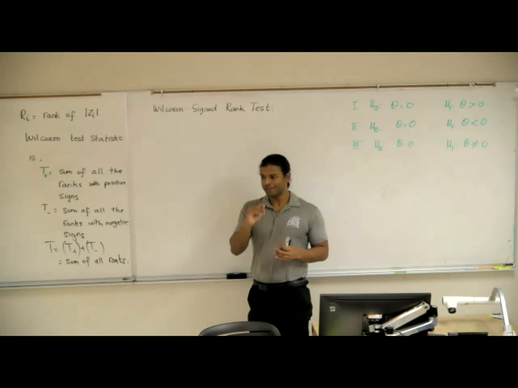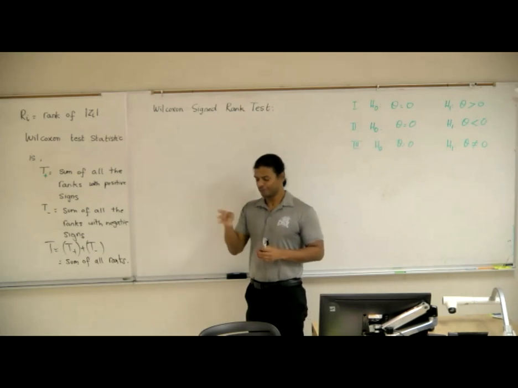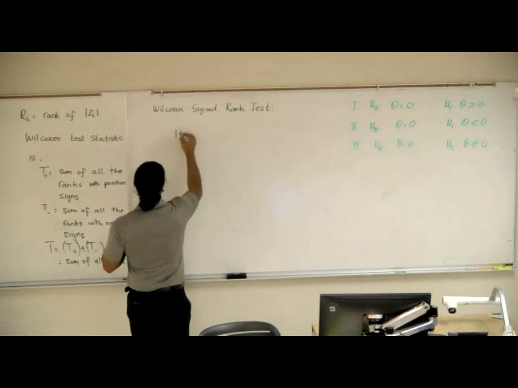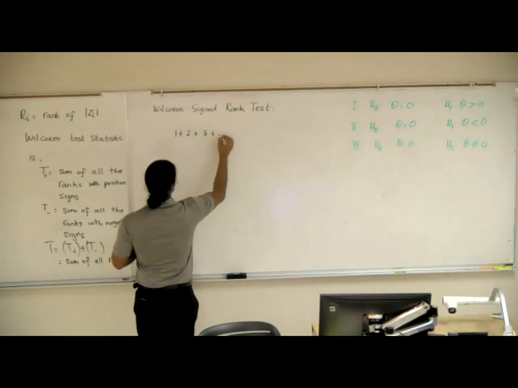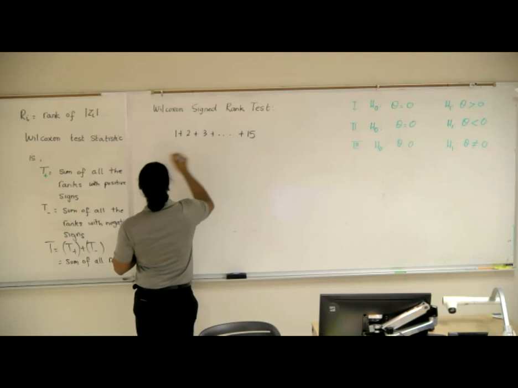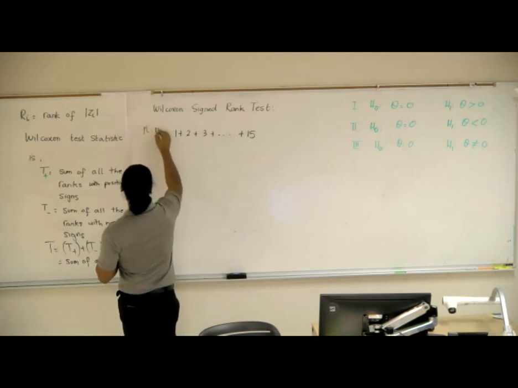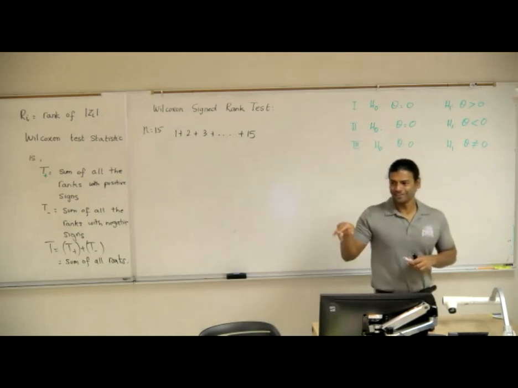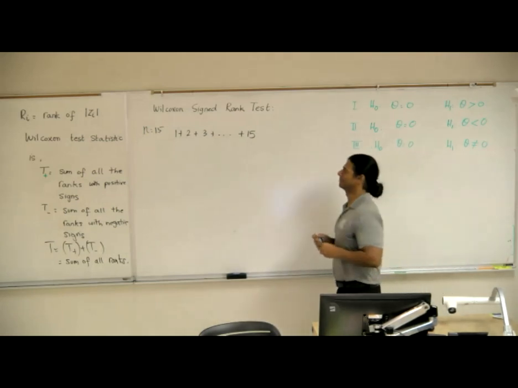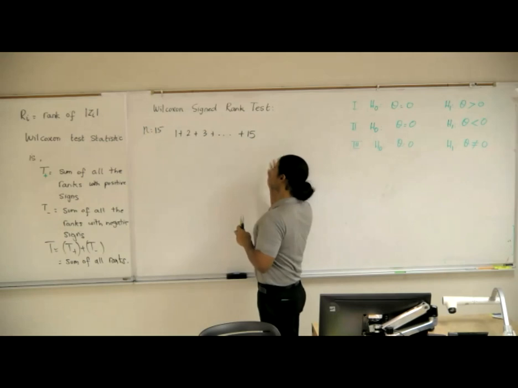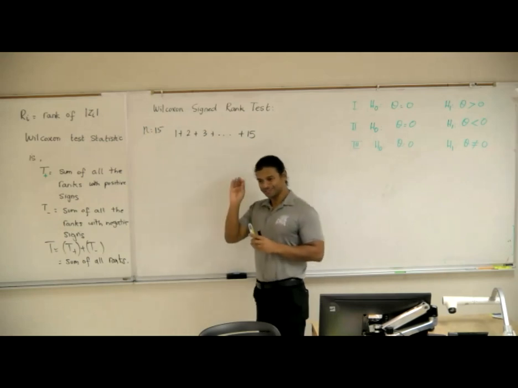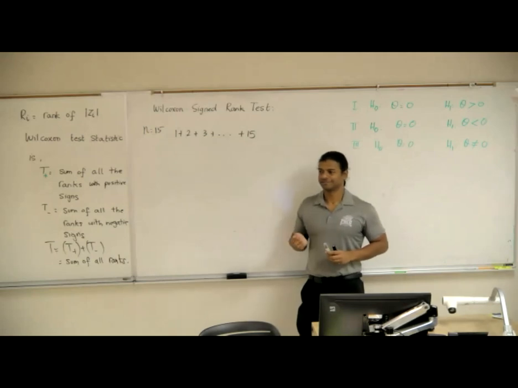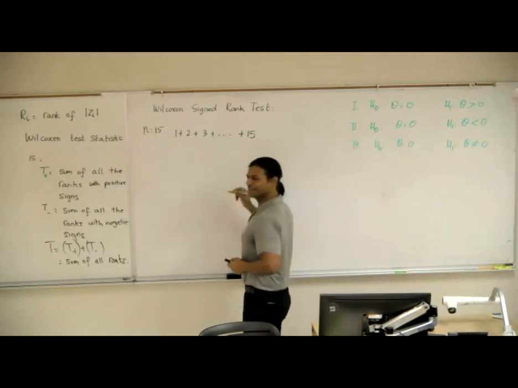If I add 3 ones, I get 3. 4 ones, I get 4. My question is, what would you get if we did 1 plus 2 plus 3 all the way up to 15? In this case, n is 15. Sure, you can say summation i equals 1 to n, great. But what would that reduce to? Do we know the formula?